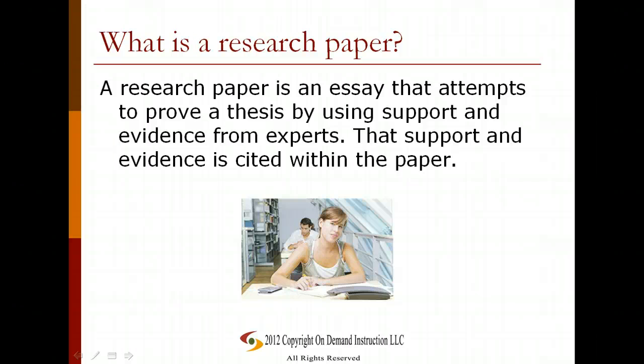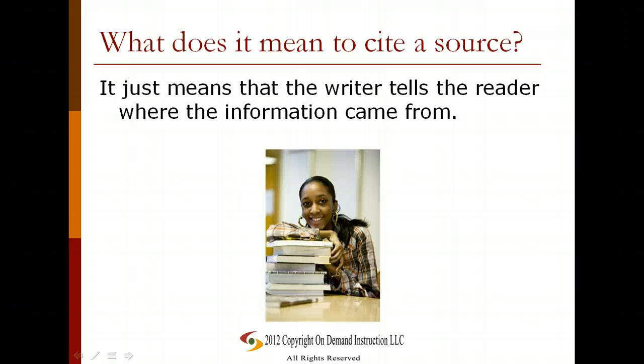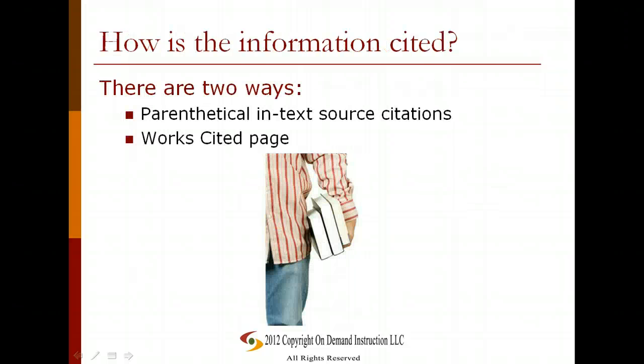A research paper is an essay that attempts to prove a thesis by support and evidence that's from experts. That support and evidence is cited within the paper, and I'll explain that very soon. So, what does it mean to cite a source? It just means that the writer tells the reader where the information came from. That writer would have gone out and collected information from different sources, say articles and websites, compiled that information into a research paper, and by citing the source, the writer is letting the reader know where the information came from.